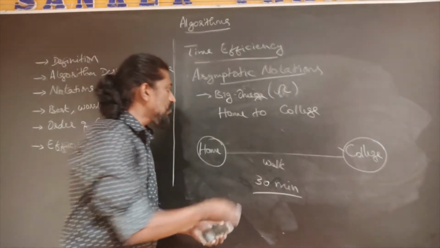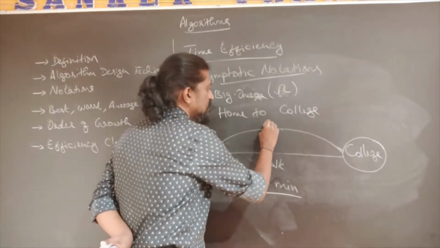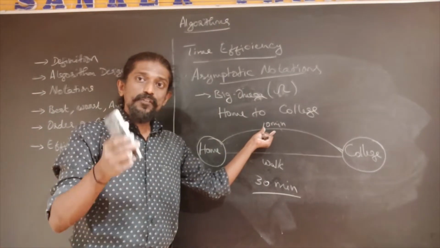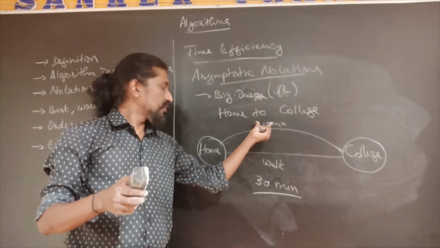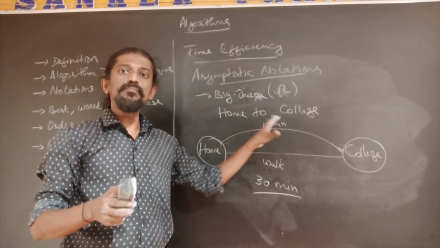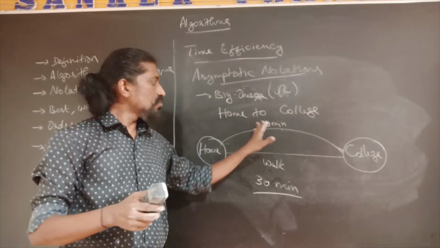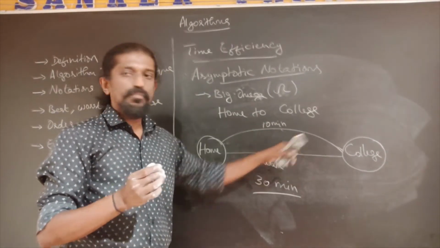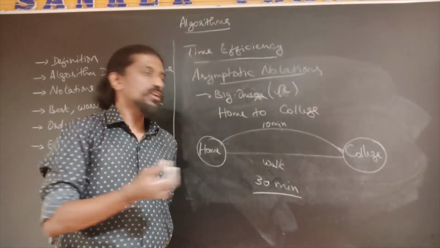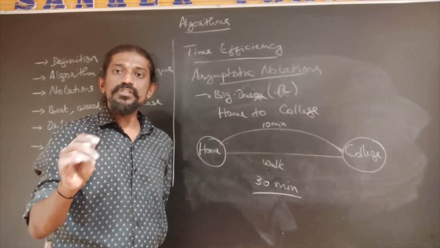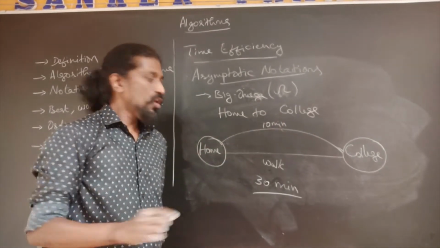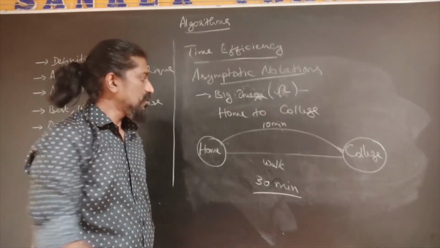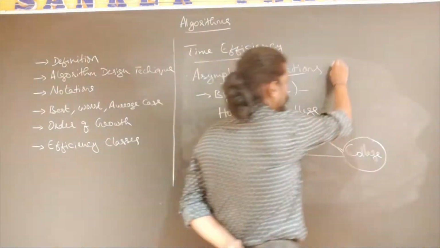Using some other algorithm design technique, using a vehicle, maybe I may reach in 10 minutes, but it may not be possible for me to reach the college faster than 10 minutes using a vehicle also. So what we can observe is there is some bound on the time, the minimum time that is required for me to reach my college from my home, faster than which I can't reach my college. This lower bound, whatever we have, is nothing but the omega notation.